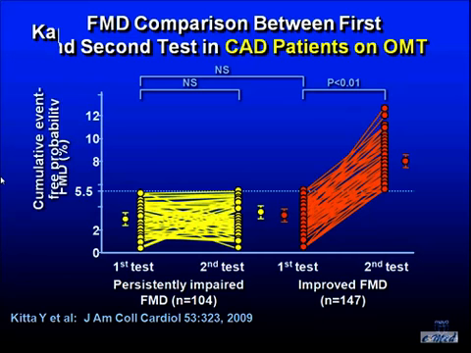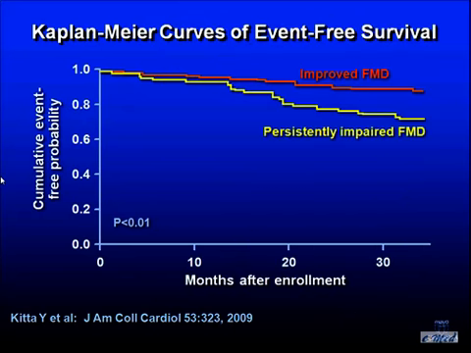Does it relate to events? Indeed, the patients who had improved endothelial function have hardly any events in follow-up. Patients who had persistent endothelial dysfunction continued to have events, indicating that it can also serve as a sensitive marker for your success in individual treatment of this patient, not only at baseline, but to follow the treatment and see if the treatment is successful or not.